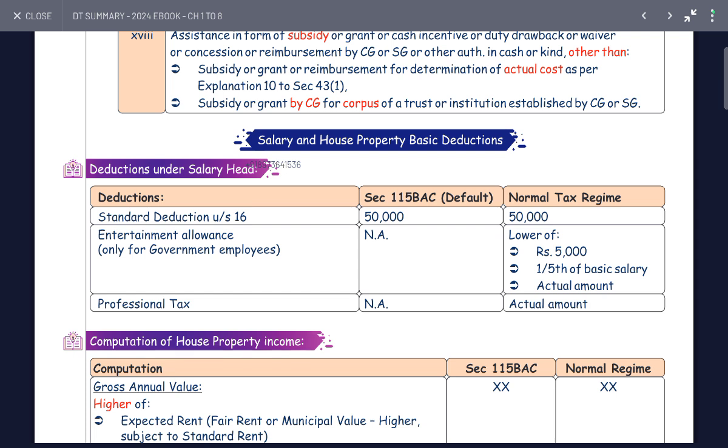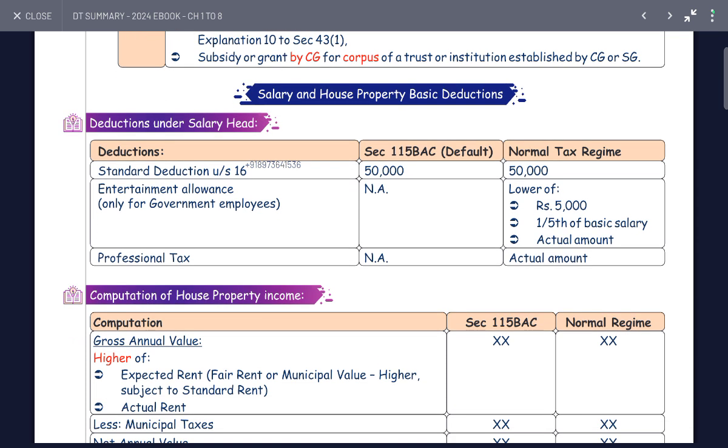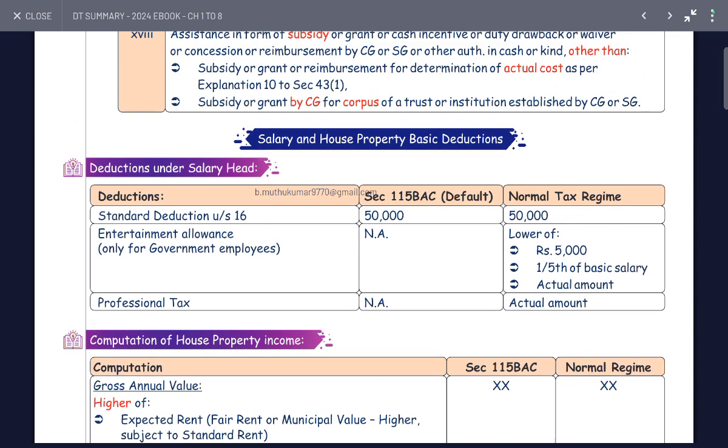Salary, house property deductions. Salary deductions under Chapter VI-A. Entertainment allowance is only for government employees, and professional tax. Under section 115BAC, the salary deduction is 50,000; entertainment allowance, which is only for government employees, is not applicable, and professional tax is not applicable. Under the normal tax regime, the salary deduction is 50,000.